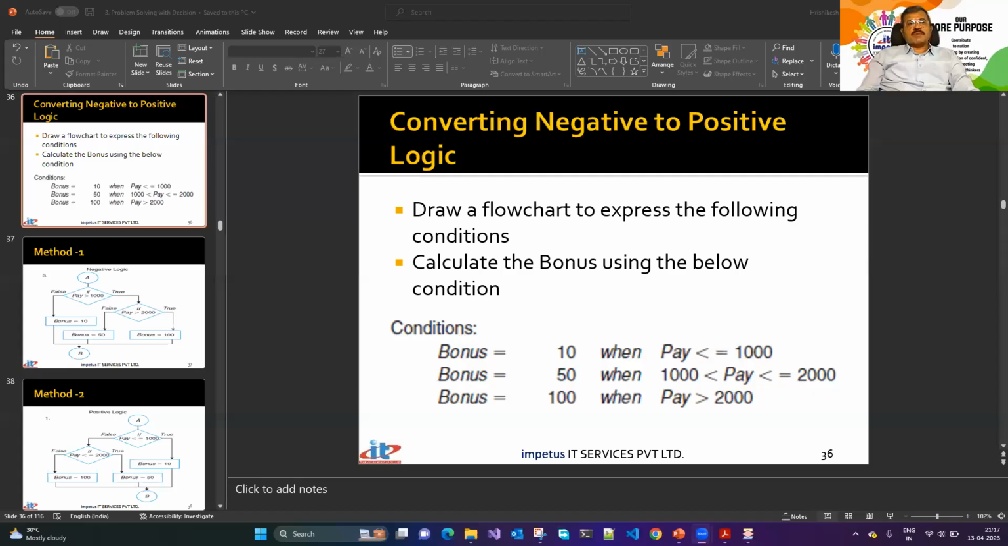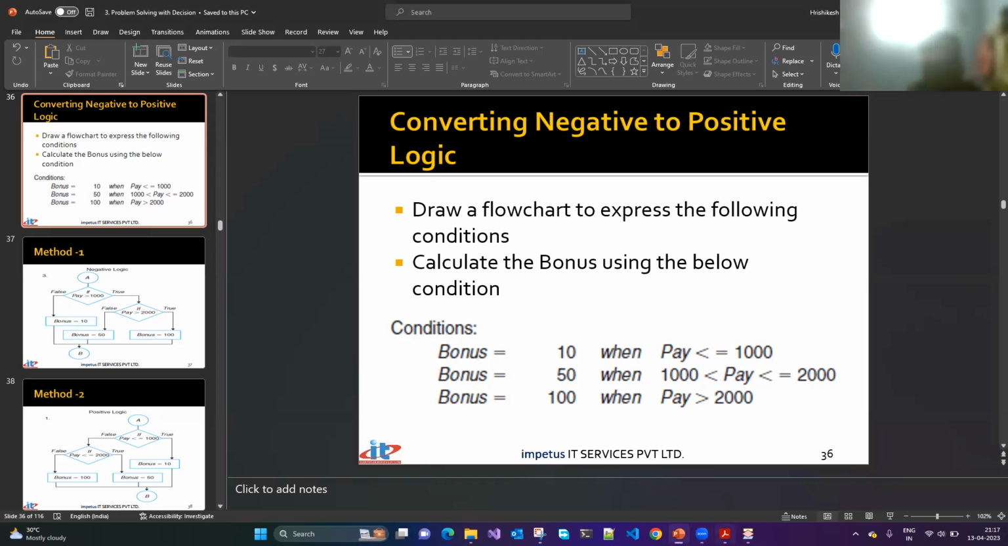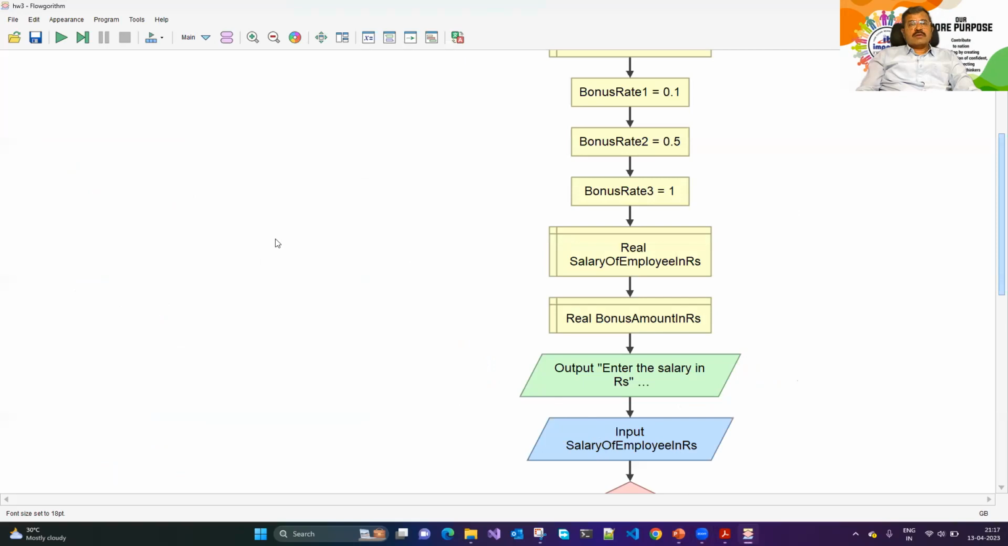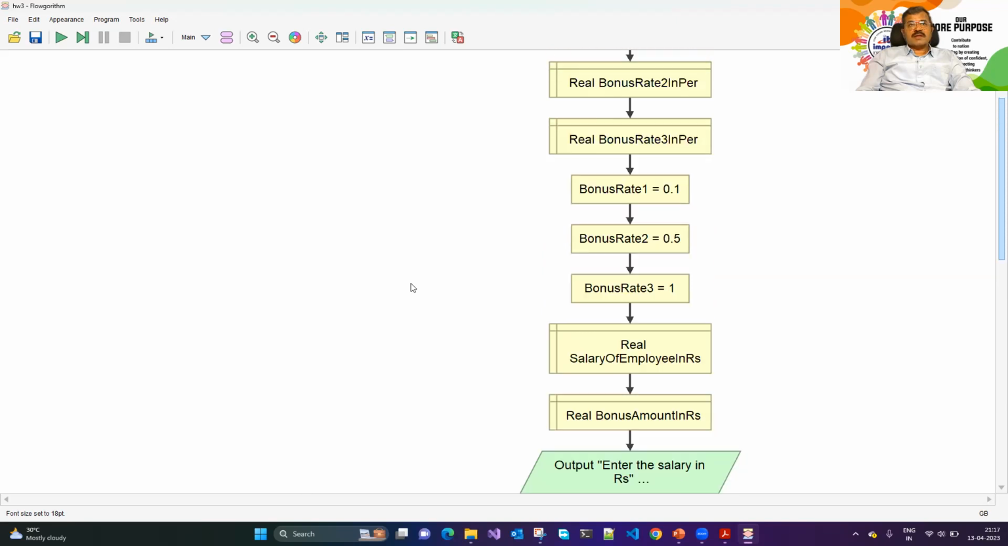So this was the problem statement. Bonus is 10% when the salary is less than or equal to 1,000. Bonus is 50% when the salary is greater than 1,000 but less than or equal to 2,000. Bonus is 100% when the salary is greater than 2,000. These are the conditions that were given. Now, team 2's solution I'm discussing first because they submitted it first. Let's have a look.